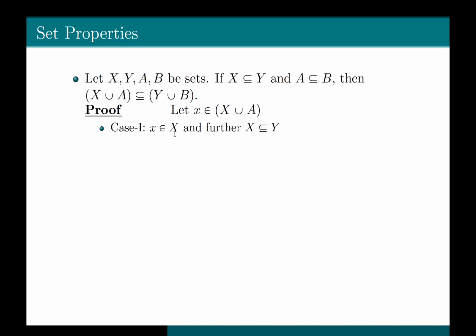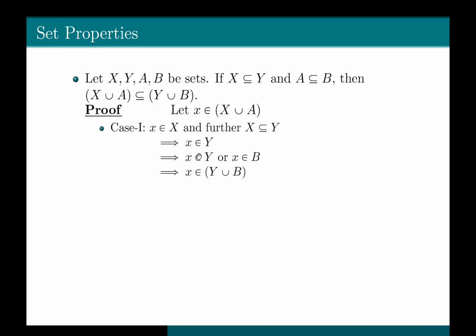If x belongs to the set X, what is the given condition? The given condition is that X is a subset of Y. So if small x belongs to the set X and X is a subset of Y, we have that this element x also belongs to the set Y. Now, if x belongs to Y, then x belongs to Y or x belongs to B. Basically, it means that x belongs to Y union B, because Y union B is where x either belongs to Y or B. So x belongs to Y implies that x belongs to Y union B.